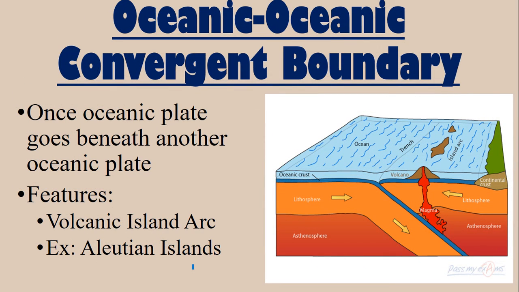And then you have two oceanic plates colliding or converging. One plate does go beneath the other. It does form volcanic island arcs, kind of like the continental volcanic arc. The one that goes underneath starts melting, the magma comes up, and you get a volcano. The Aleutian Islands would be an example of an oceanic convergent boundary.